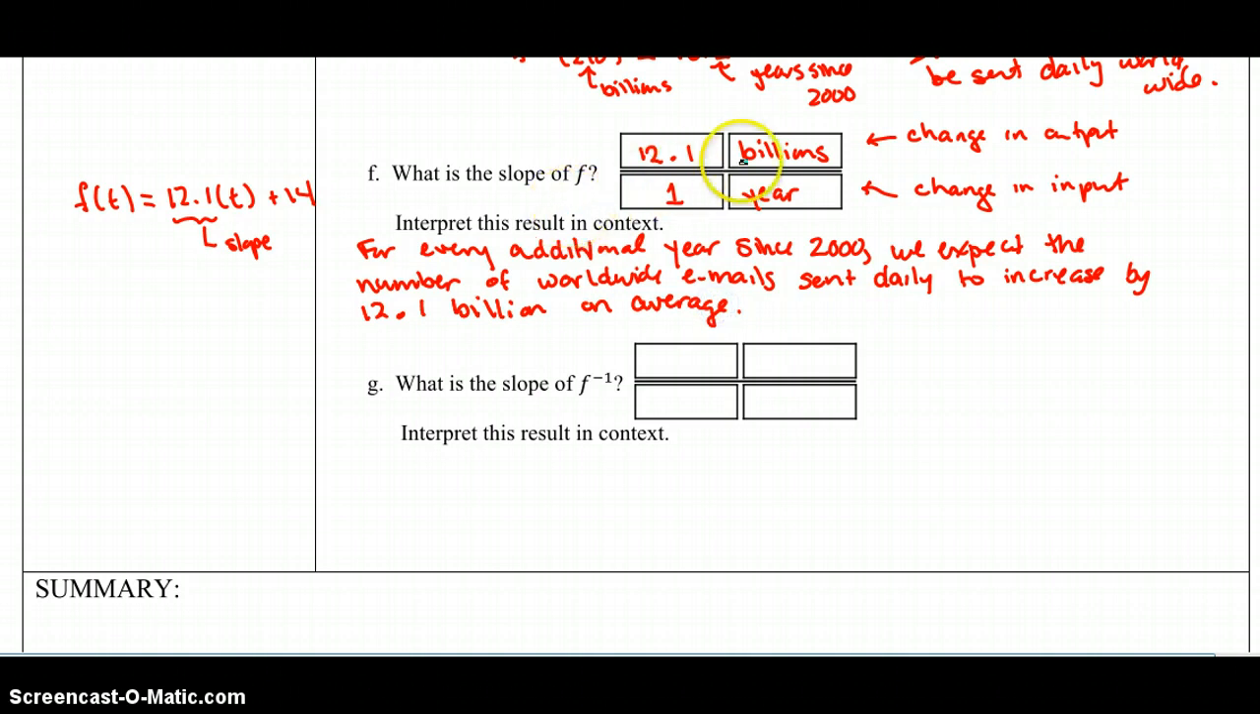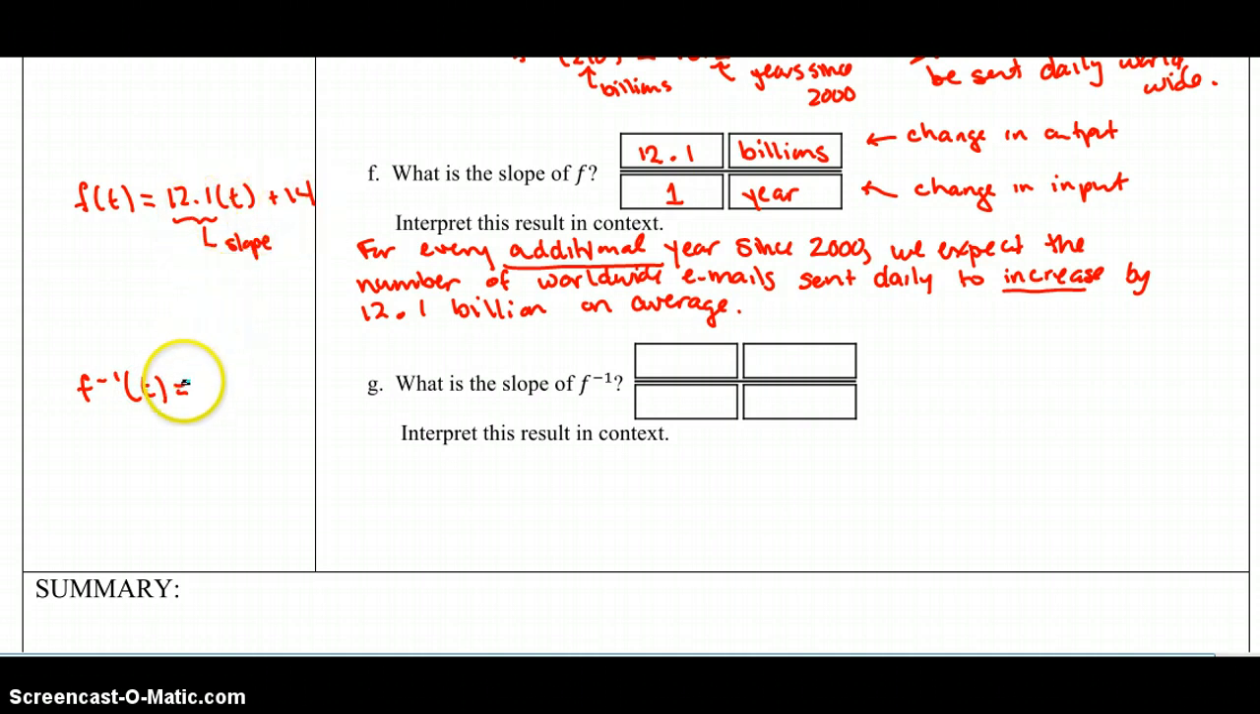Again, a slope is a ratio of two changes, change in output to change in input. So we need language in here that talks about changing things. So every additional year is our +1 that we see here in the denominator. And then our numerator, we've got a positive 12.1, which is why we've used the word here that we're increasing by.